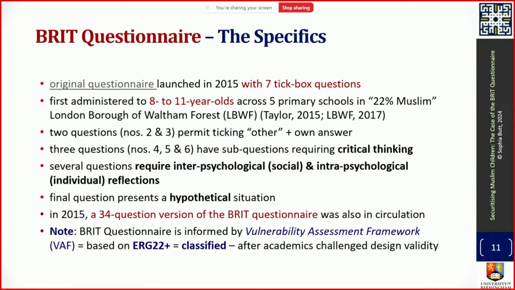And the government's response was to classify that study that was produced by Monica Lloyd. Monica Lloyd, incidentally, was at the University of Birmingham. She's now an emeritus professor.